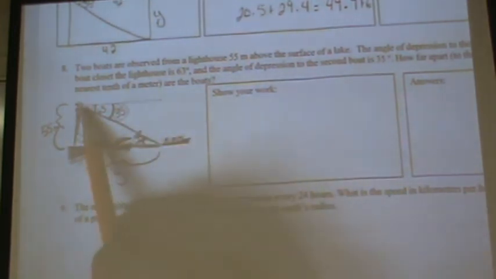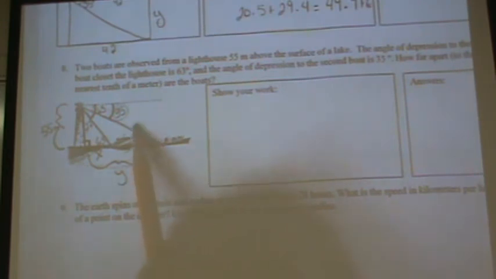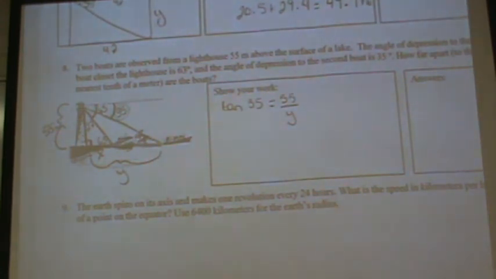So, on the bigger triangle, from the lighthouse to the farther away boat, finding that total length, we know an angle here, our 35-degree angle. We know our opposite side, and we're looking for our adjacent side. So we're going to use tangent of that 35-degree angle. That's going to equal the 55 over the y that we're looking for. Solving for y, you get 78.55.